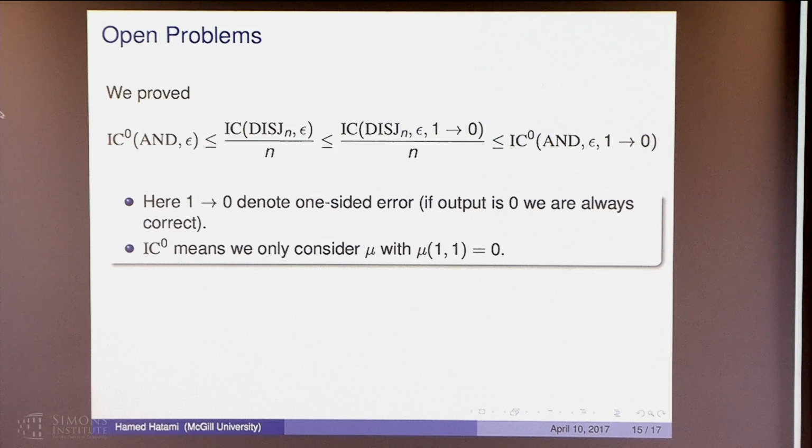Computing the AND function with epsilon error, the information cost with those particular distributions that don't put any mass on 1, 1. Right? So you get this lower bound here.